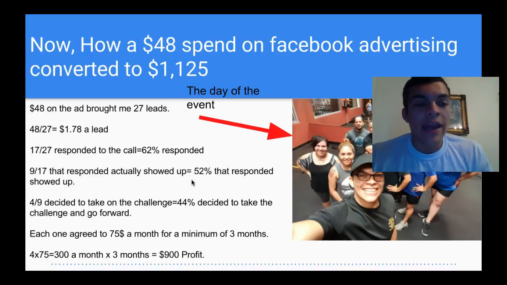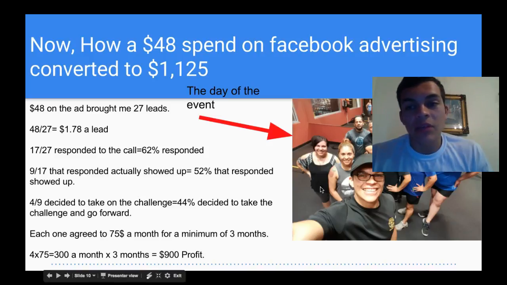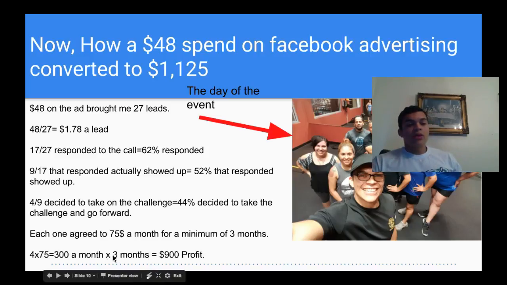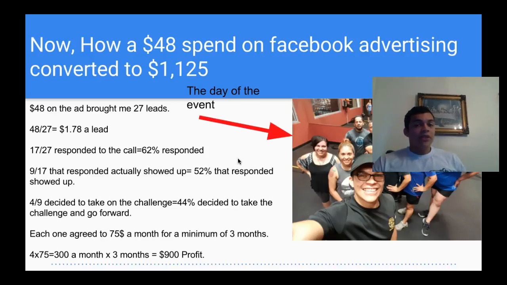And out of those 9 people that said, hey, I'm going to show up, and they showed up and they got the workout in, 4 of them actually decided that they were going to go forward. I said, look, it's going to be $75 a month for a minimum of 3 months. Are you interested? 4 of them said, let's do this. Okay, so 4 of them times $75, that's $300 a month. That's times 3 months minimum. That's a $900 profit right there. So this is exactly how I turned $48 of advertising into $900 in profit.